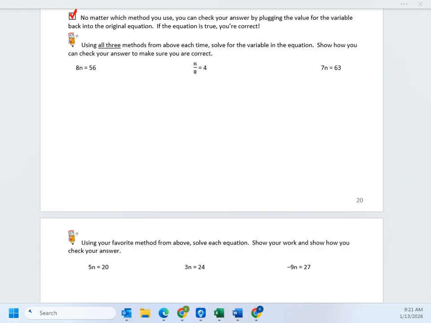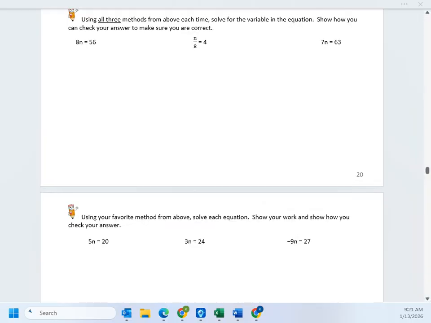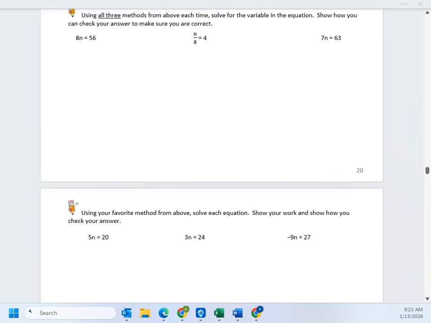Does one side truly equal the other side? If the equation is true, you are correct. Your answer is correct. So, an easy way to check. So let's look at what 8n equals 56.